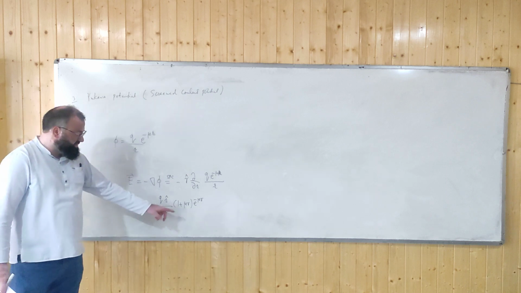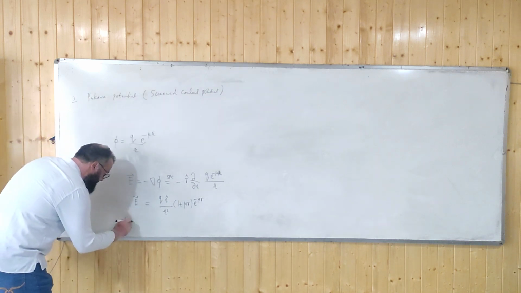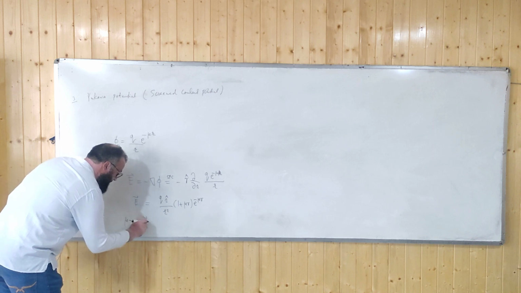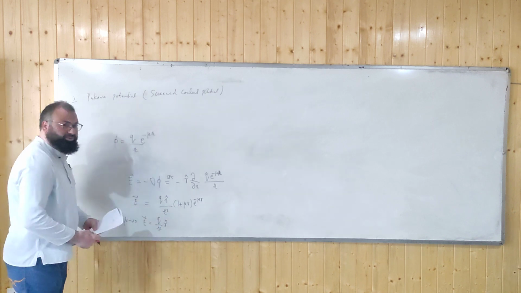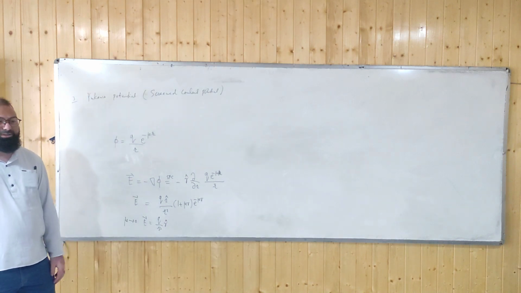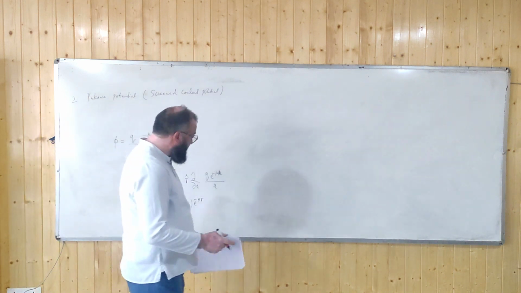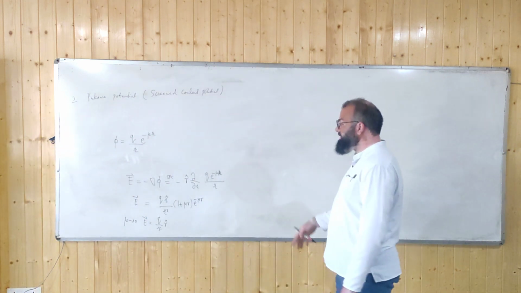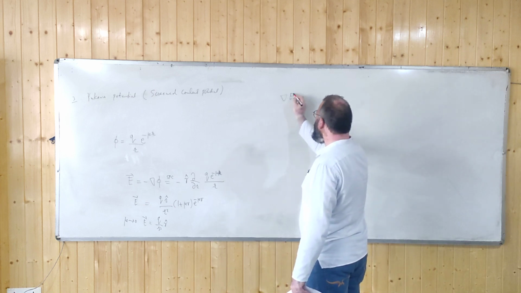Now let's put mu equal to 0. If mu tends to 0, what do you get? E is simply q by r square unit vector r. So that is the Coulomb electric field due to a point charge. Clear? Now if I need to calculate the charge density corresponding to it, I will simply calculate the divergence of E.